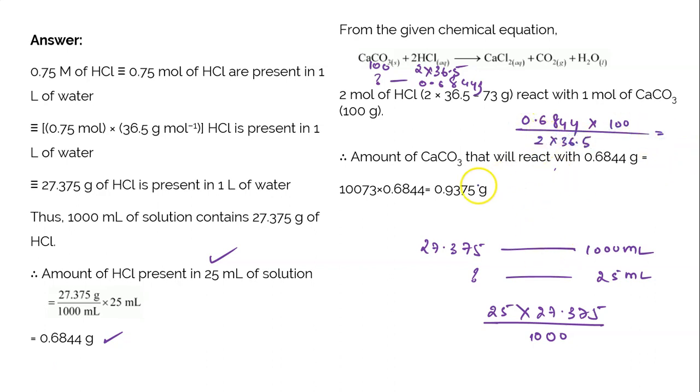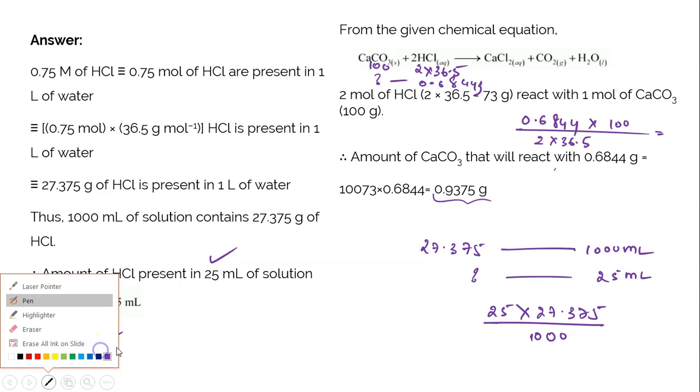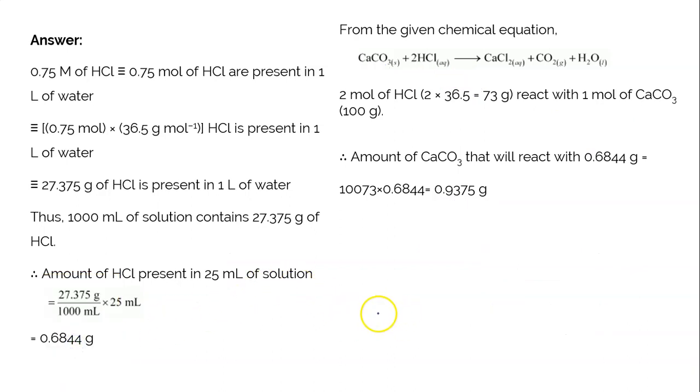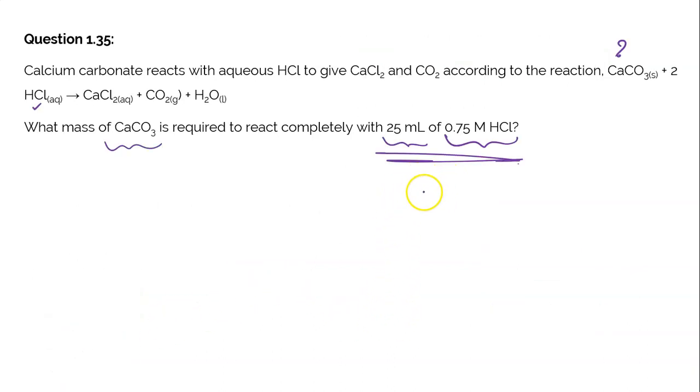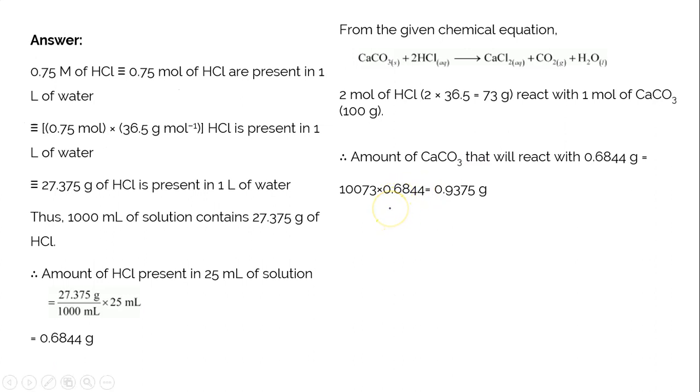You have to simplify, and when you simplify, your answer will be 0.9375 grams. So 0.9375 grams of calcium carbonate will be reacting with the given quantity of HCl, 25 ml of 0.75 molar HCl. Fine. So I hope this is clear.